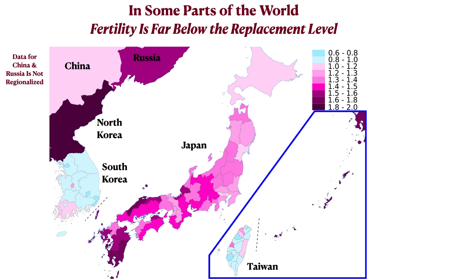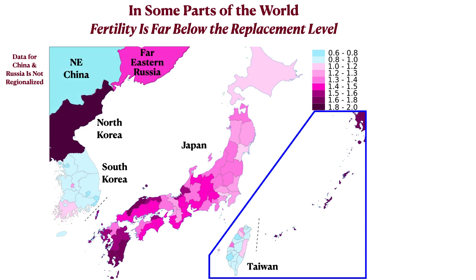Interesting, Japan was one of the first countries to go below the replacement level. It actually now has a relatively high fertility rate, at least relative to South Korea and Taiwan. No place here is over replacement level. North Korea, close to 2.0, is close to replacement level, but isn't there. One other thing I would note about this map is that the data for China and Russia are not regionalized. They're just showing China and Russia as a whole.